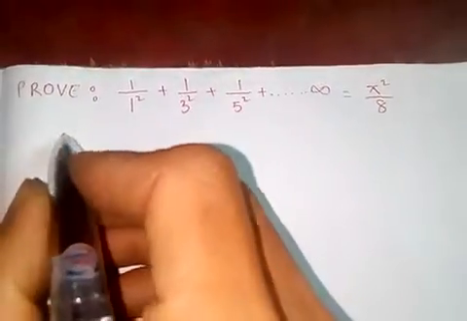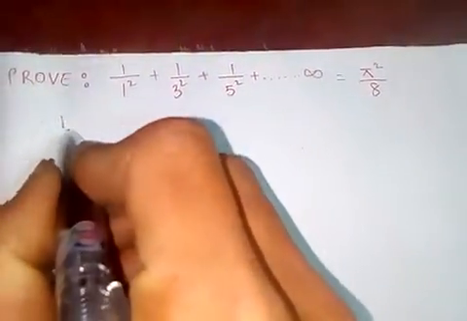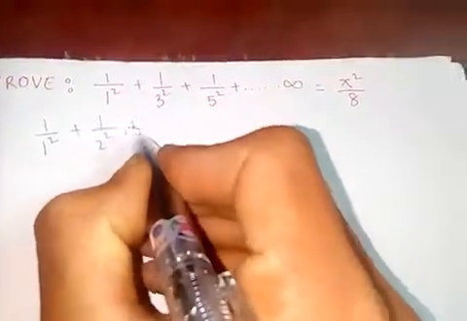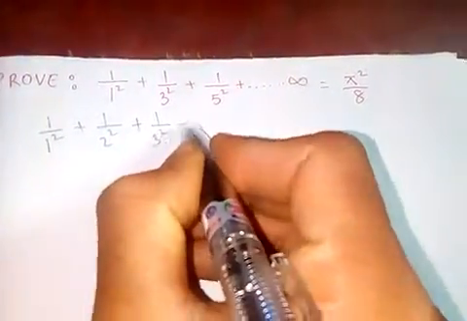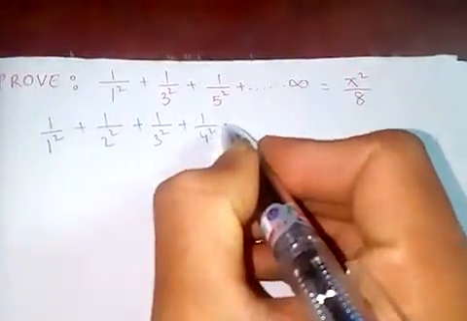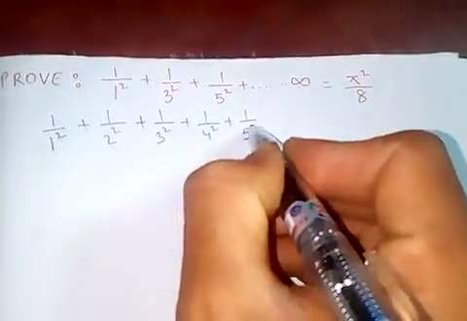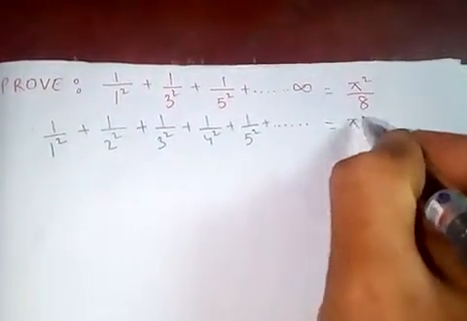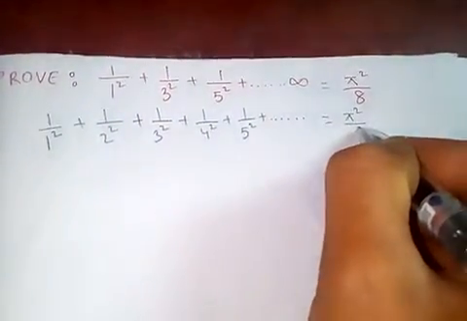Now we know that 1 over 1 squared plus 1 over 2 squared plus 1 over 3 squared plus 1 over 4 squared plus 1 over 5 squared plus, let me tell you this, is equal to what? Pi squared over 6.